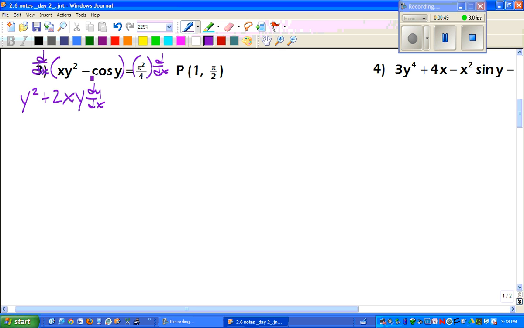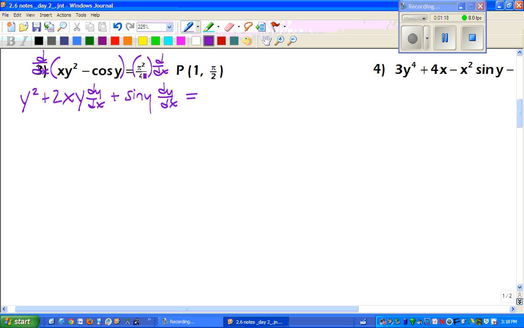Next, we have to do the derivative of negative cosine of y. So, derivative of cosine. We have to use chain rule here. We're going to do the cosine part first and then the derivative of the y. So derivative of cosine is negative sine, but since we have a negative here, that's going to give us plus sine of y. Then we have to multiply by the derivative of the inside. Derivative of y is dy/dx.